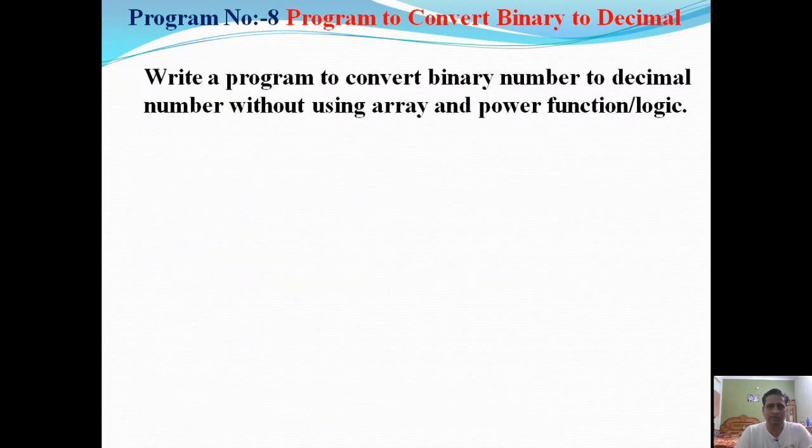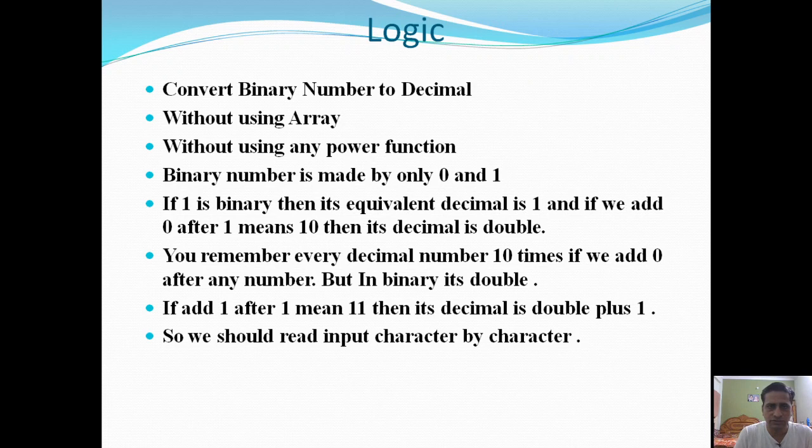But here is another logic. Write a program to convert a binary number to a decimal number without using an array and without using the power function. So we know that a binary number is made of only 0 and 1. If 1 is the binary, then its equivalent decimal is 1. And if we add 0 after 1, meaning 10, then its decimal value is double. You remember every decimal number becomes 10 times if we add 0 after it, but in binary it's a double.